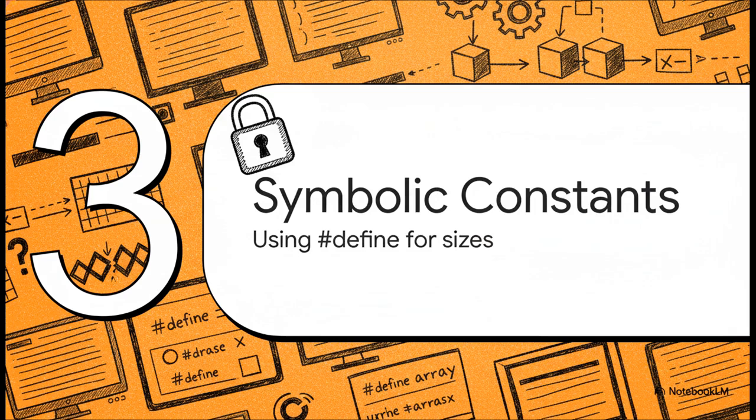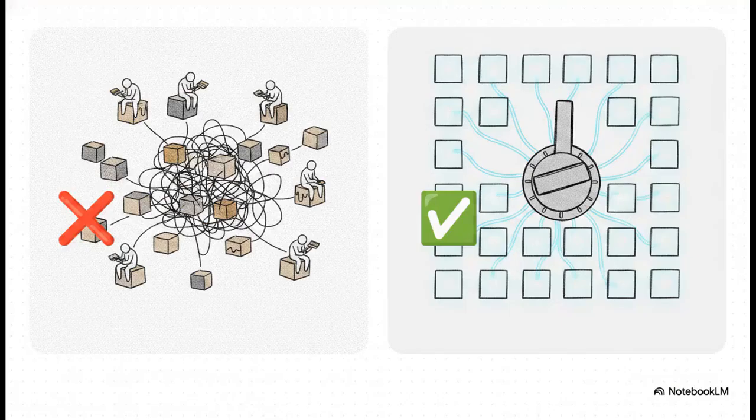Let's look at section 3, using symbolic constants. Imagine you're writing a massive program, and you hard-code the number 10 for your array size across 20 different loops. Now, what happens if your requirements suddenly change and you need 1,000 elements? You'd have to hunt down every single instance of the number 10 and change it manually. It's a total nightmare. Instead, using a symbolic constant, like #define SIZE 10, makes your code infinitely more scalable and maintainable.